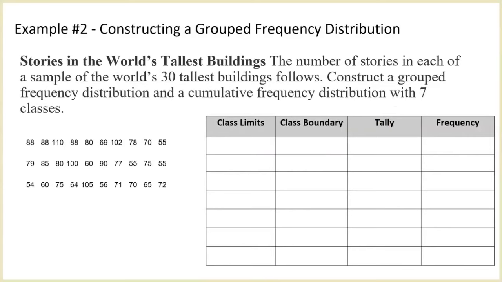In order to do that, we have to take this raw data that so far is unorganized, and organize it in a way that all 30 of these values fit into one of the class limits we're going to construct. To construct the class limits based on the 7 classes, we need to find something called the class width. That class width is going to help us determine which of these values are going to be placed into these class limits that we need to construct.